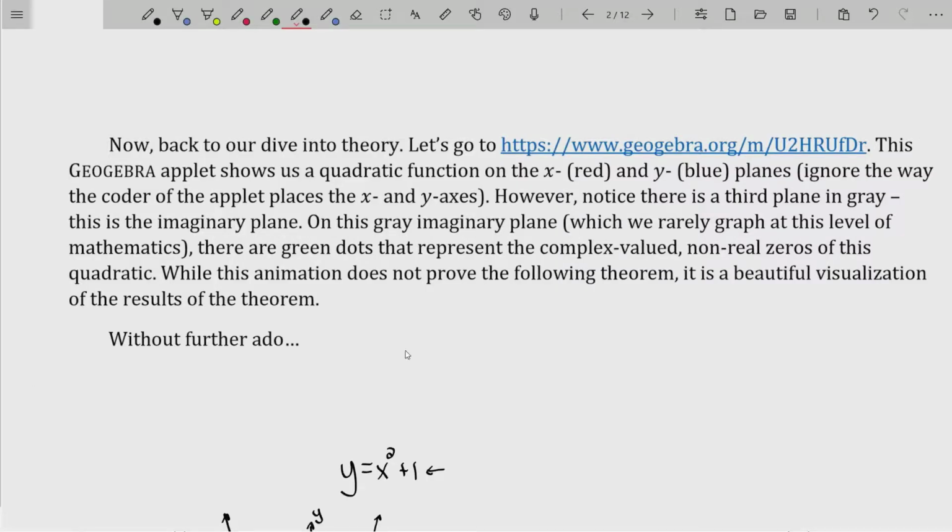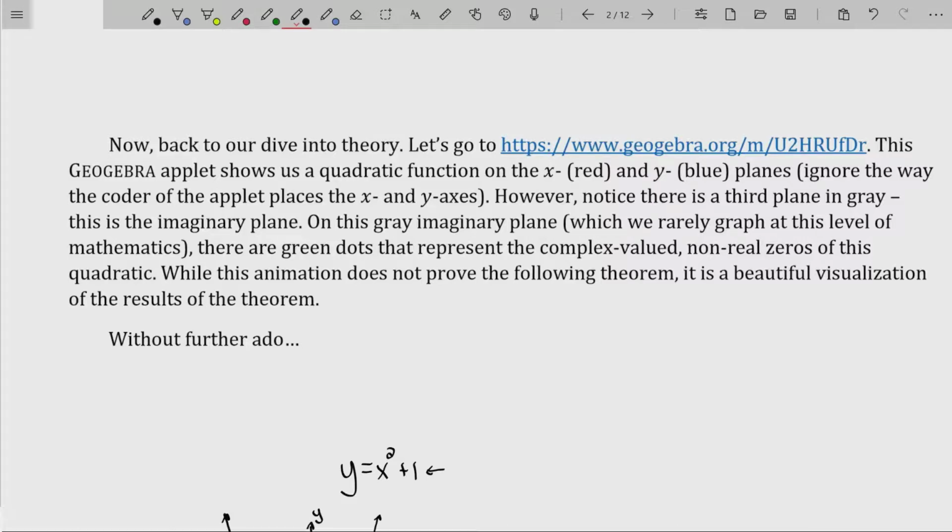And I should give credit where credit is due. That's a GeoGebra applet. It's at geogebra.org/m/ and then a code, U2HRUFDR, with some capitals and lower cases in there. It was written by Aaron Glancy. Very beautiful visualization of that.